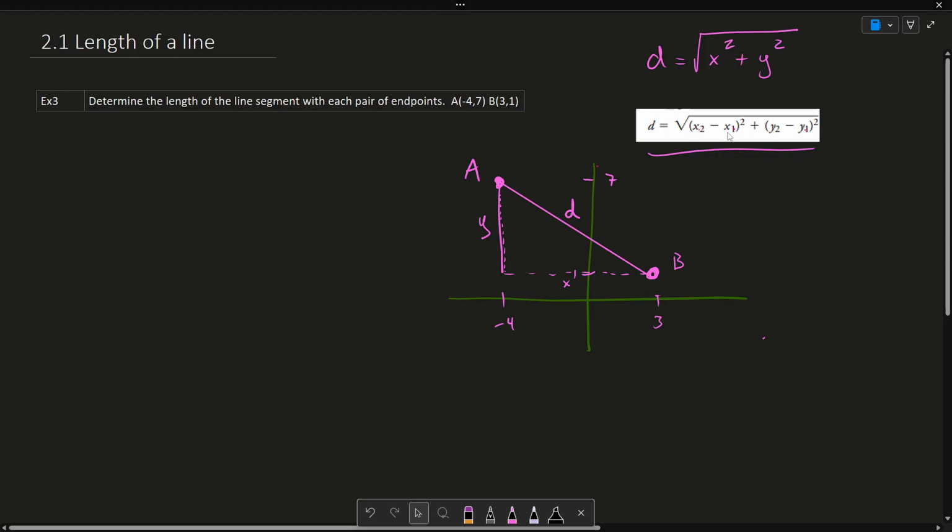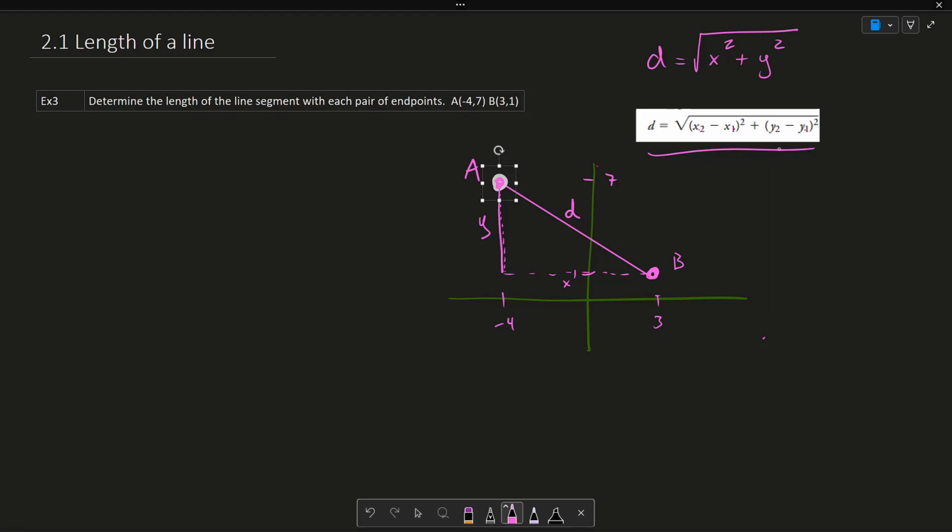This is x2 minus x1. It's basically finding the difference between the x coordinates of these 2 points and the difference between the y coordinates of these 2 points. In fact, this y coordinate is 1 and this y coordinate is 7, and the difference between those would be 6. And you can see here, once we put it in the formula, it's going to be 7 minus 1, or 6.